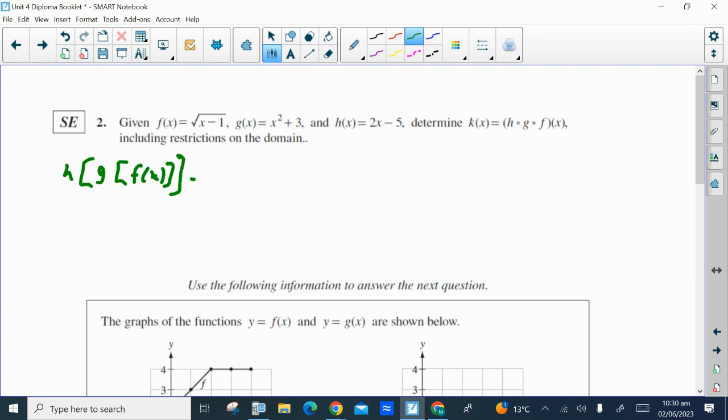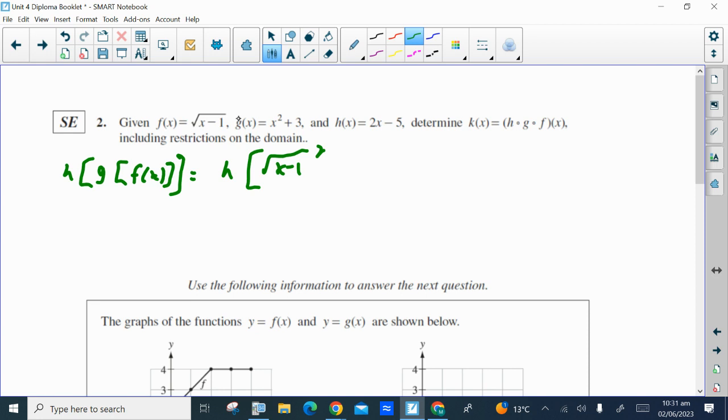And you always start from the inside out. So our first step would be to embed f into g, and then we'll do h at that. So f into g. Wherever we have the variable in g, which is the x, we replace it with f. So instead of x squared, it'll be the root of x minus 1, all squared.